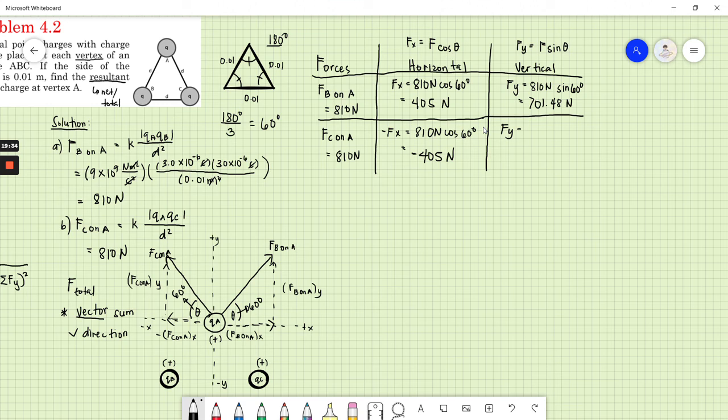So for Fy, we also have 810 newtons. We're using the value of FC on A multiplied by sine 60 degrees, and that is equal to also 701.48 newtons.